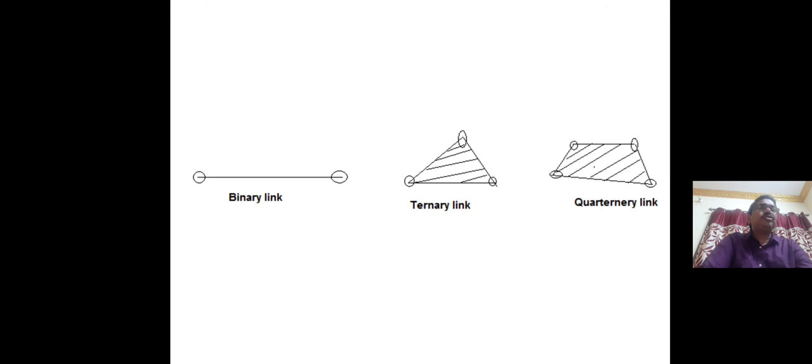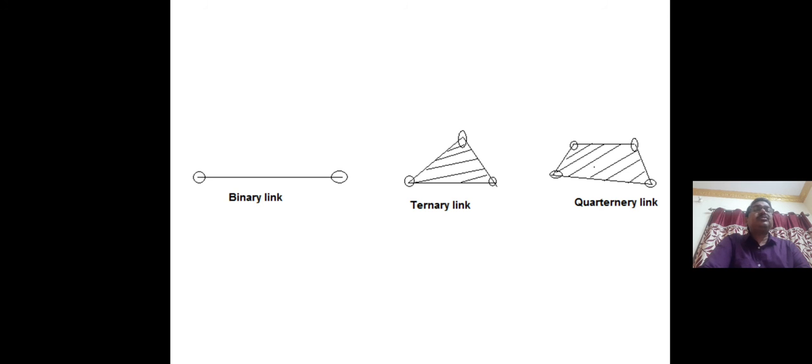Now we can observe the binary link. In the first figure you are observing, a binary link means only one element which is joined at 2 points. It is a link, but only one body, one resistant body.